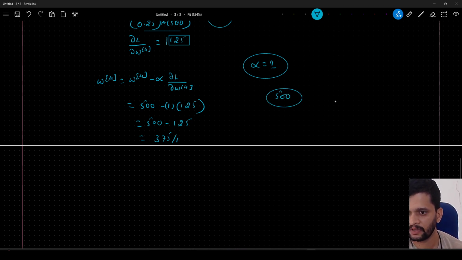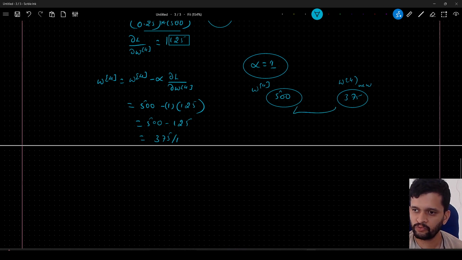So now if you look at the difference between the old and new weight, earlier the value was 500, now the new value of W4 is 375. So these two weights are varying largely, right? So they vary with a very large value.